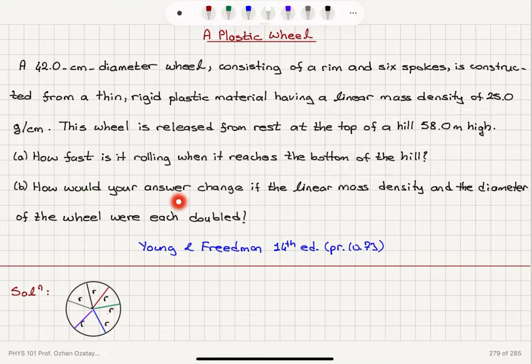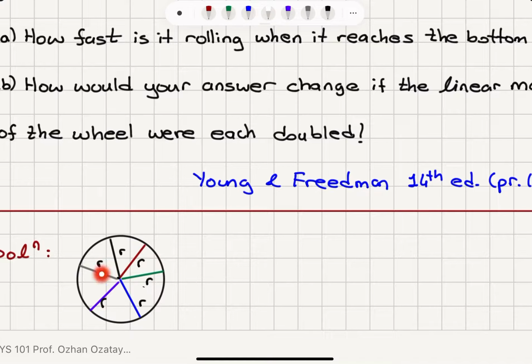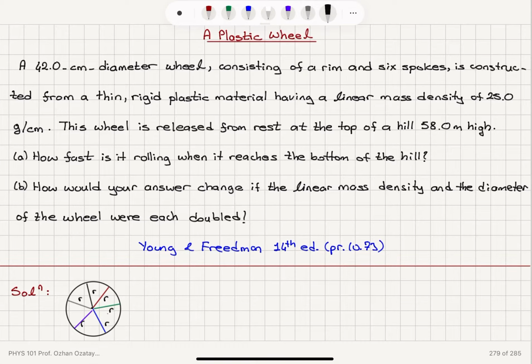Part B, how would your answer change if the linear mass density and the diameter of the wheel were each doubled? So this is our wheel. We have 1, 2, 3, 4, 5, 6 spokes, and we have radius r, and we also have the rim. Now, the diameter of the wheel was given, so 2r is equal to 42 centimeters. Therefore, the radius of this wheel is 21 centimeters.